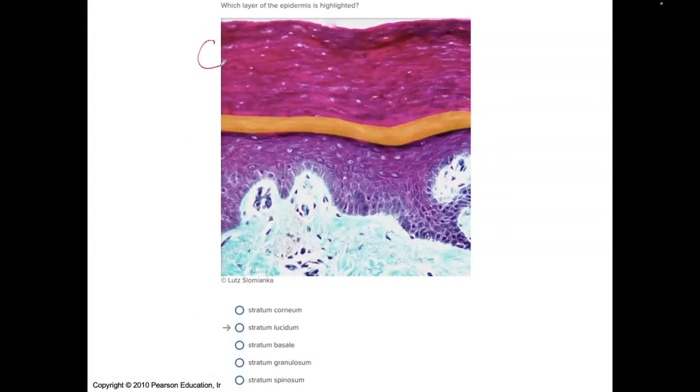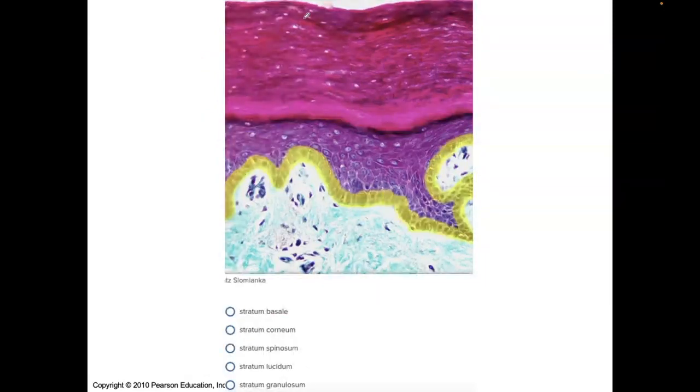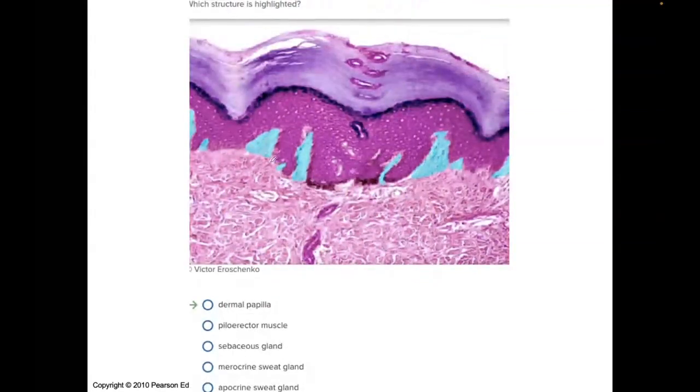This is Cher loves. So what's this one right here? That's the stratum lucidum. All the way on the bottom, what's this highlighted structure? Well, it's either the germinativum or the basal layer. So germinativum is not a choice, but the stratum basal layer is. That's the deepest layer.